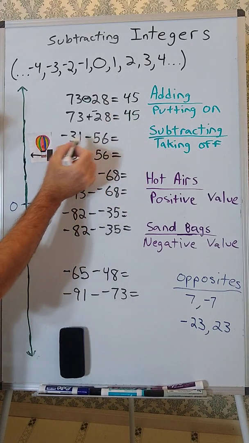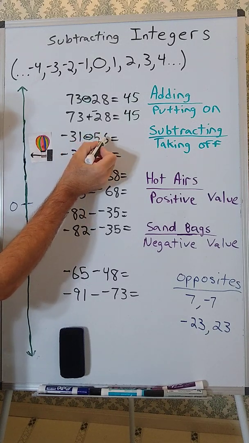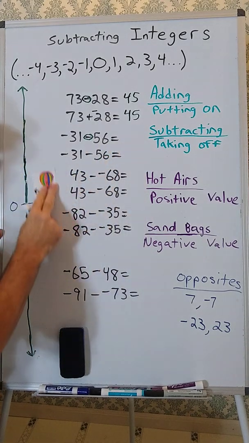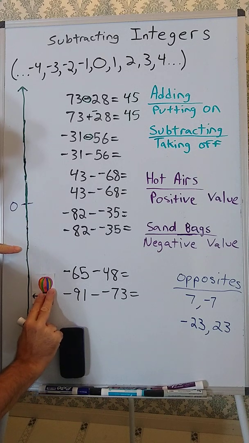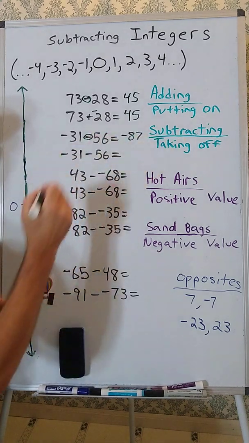Here, negative 31 minus 56. I'm taking off hot airs, so the balloon's going to go down. So it's at negative 31. It goes down 56. It's going to end up at negative 87.